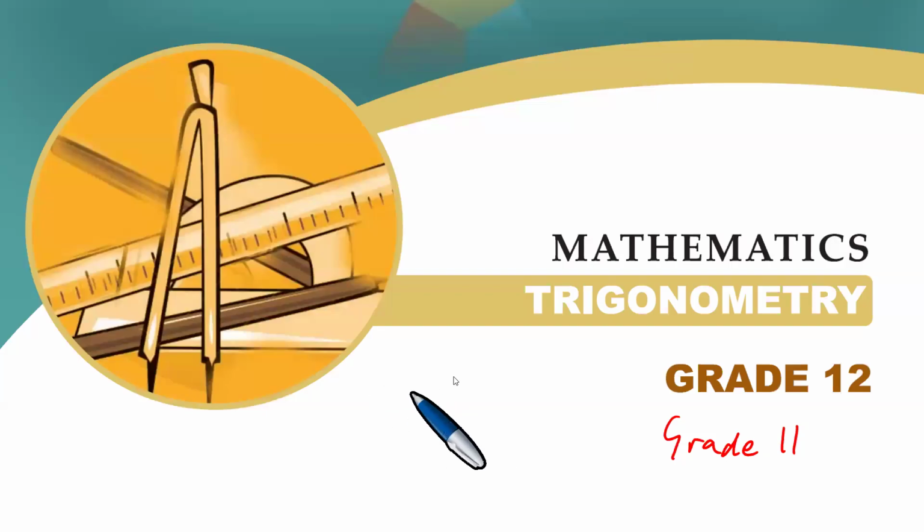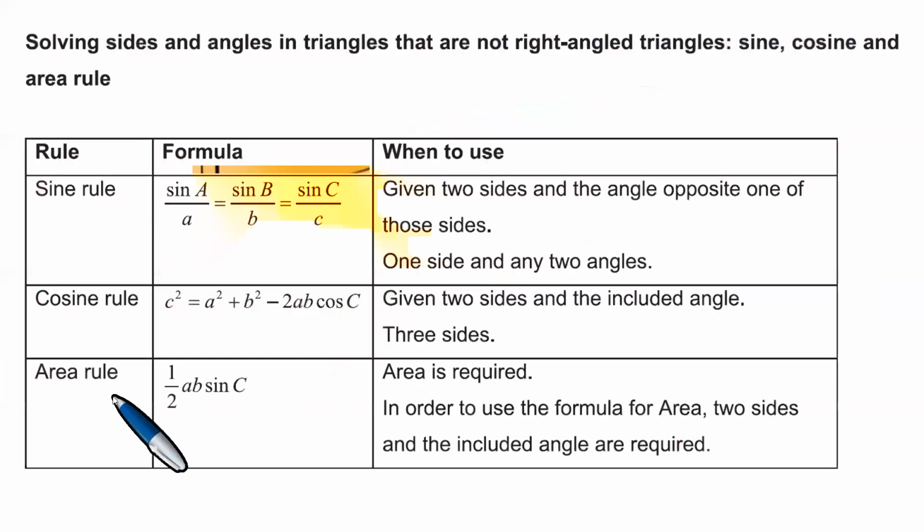In this lesson, we shall focus on mathematics, trigonometry, grade 11, grade 12, and we shall look at a wide range of applications that pertain to trigonometry. And we proceed as follows. First and foremost, we shall be solving sides, but also angles, in triangles that are not right-angled triangles. The rules are the sine rule, the cosine rule, and the area rule. So we shall be studying these three rules here.